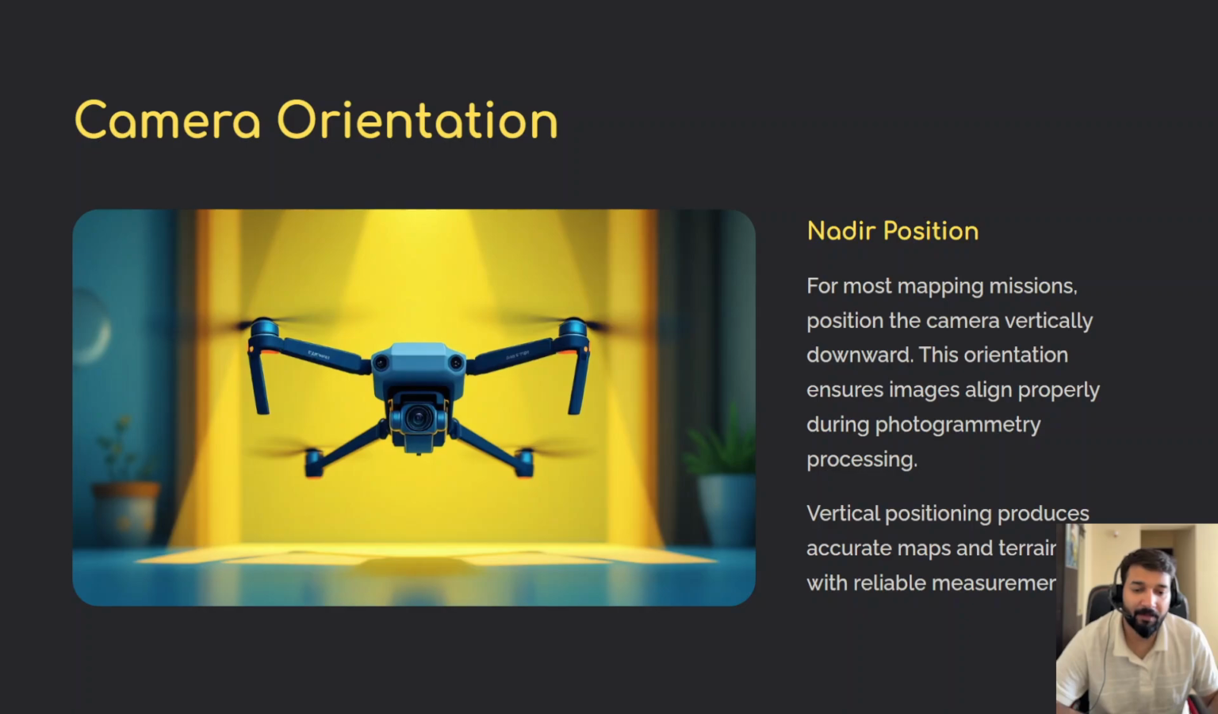Sixth, keep the camera facing straight down. For most mapping missions, the camera should be positioned vertically downward, also known as the nadir position. This orientation ensures that images align properly during photogrammetry processing and produce accurate maps and terrain models.